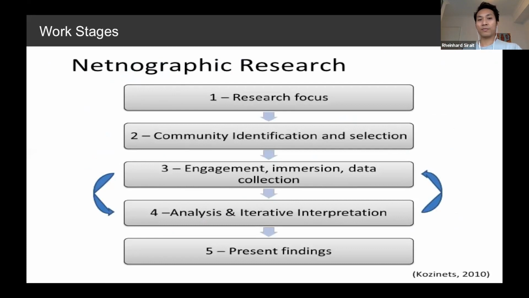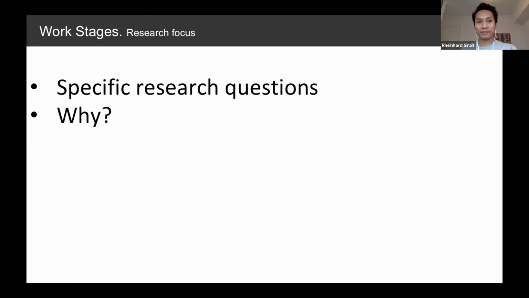You can't jump from one process to the next and skip one. So I want you to follow each process and then plan your research. So we have research focus, community identification and selection, engagement, analysis, and present findings. I think Ayu has explained about this. So the first one is the research focus, what you do in the first week, I think.